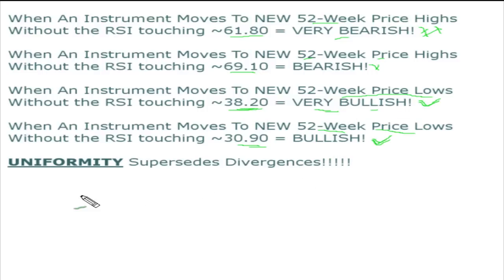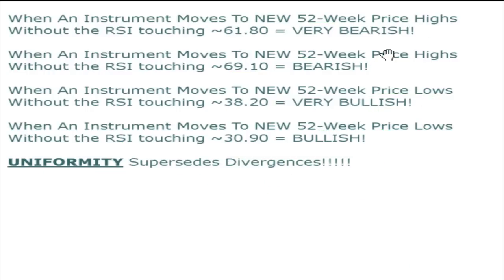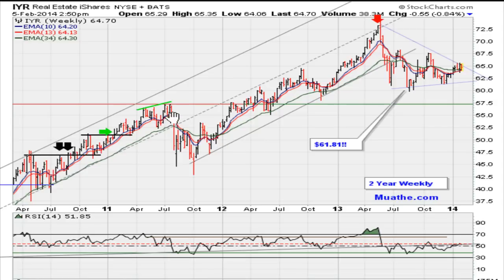And also let's go on to the idea that uniformity supersedes any type of divergence. In other words, if you understand the concept of uniformity here, then it almost supersedes your understanding of the much used divergences, either positive or negative. So let's take a look at some charts here. Let's begin by taking a look at a weekly chart for the IYR real estate market.